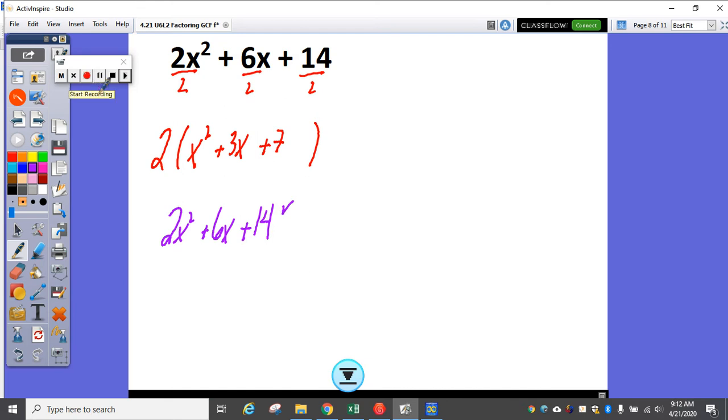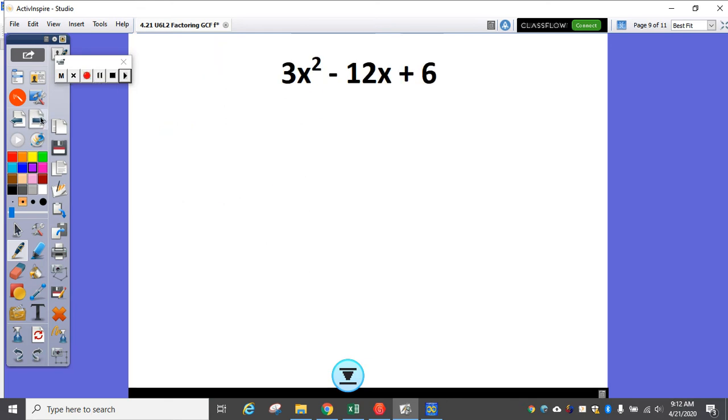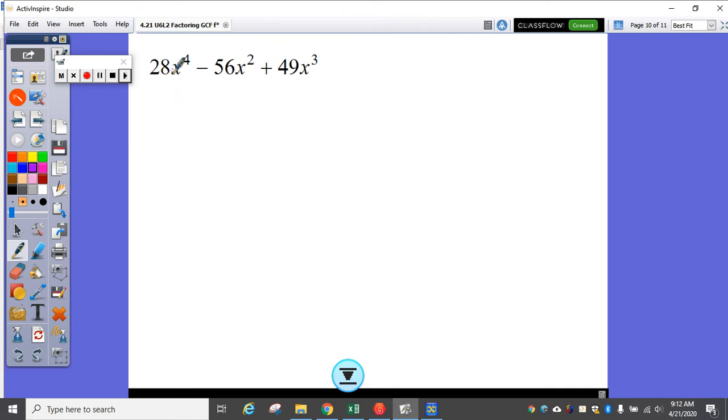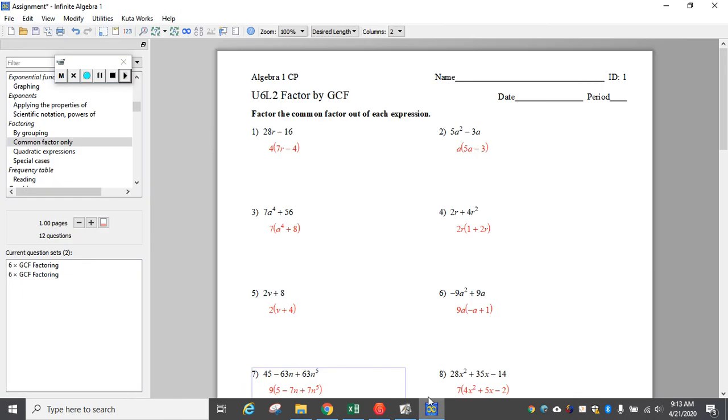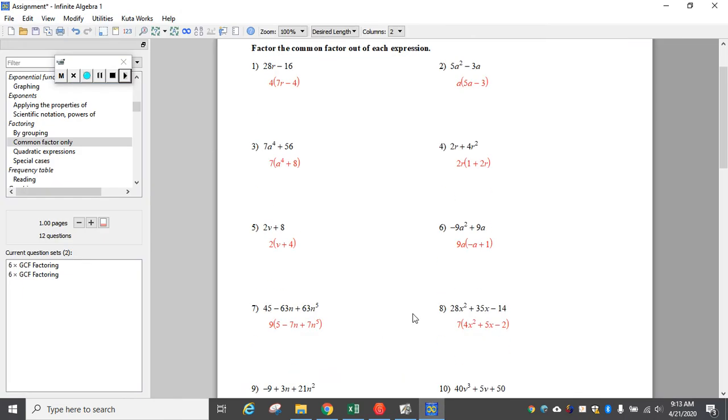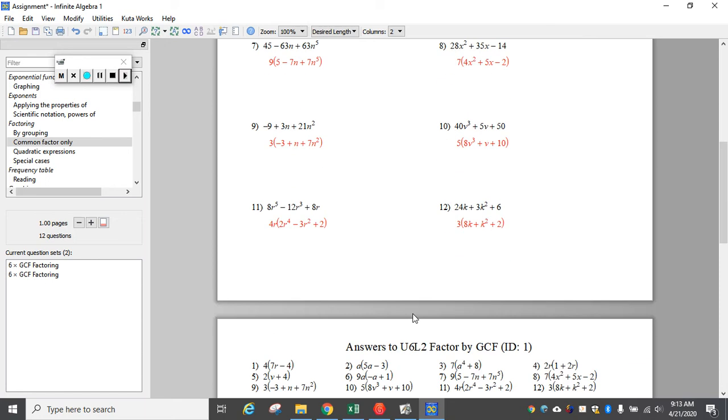All right, so let's change this up a little bit. Now I have variables in each one of these. Actually, let's do something different. We're going to try something different here, something a little bit with smaller numbers. So let's go to your assignment, and let's find one that has 3 variables. So this is the one we're going to use right here.